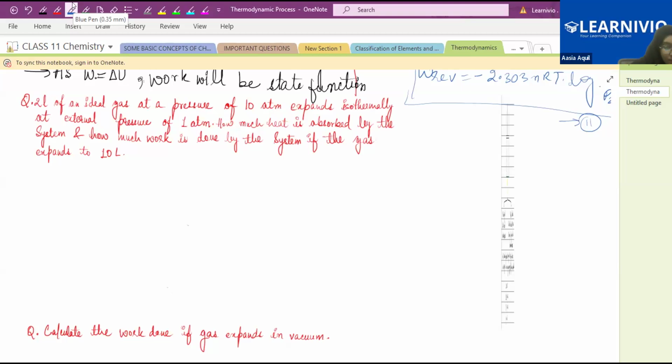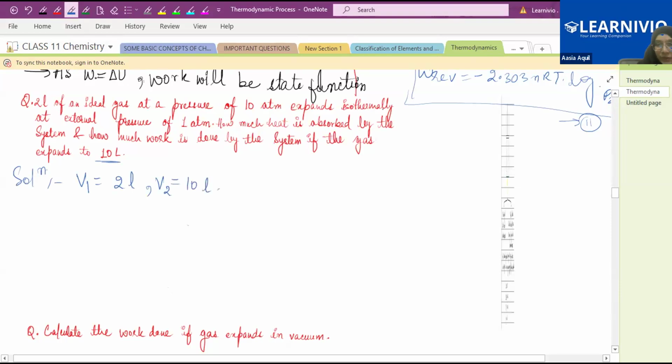Okay, now let's see the question. So here, what is given? First, write down what is given over here. 2 liters of an ideal gas, so V1, the initial volume, is 2 liters. And at last, they have asked if the gas expands to 10 liters, meaning V2, or you can write Vf, the final volume, is equal to 10 liters. And if we are talking about the isothermal system, isothermally, it means delta U equals 0.